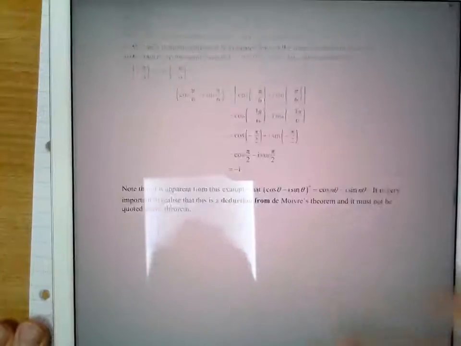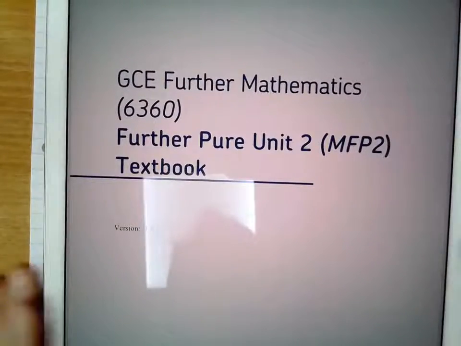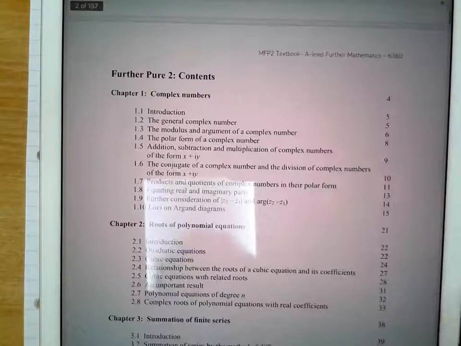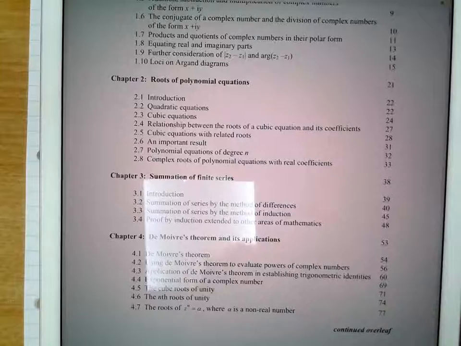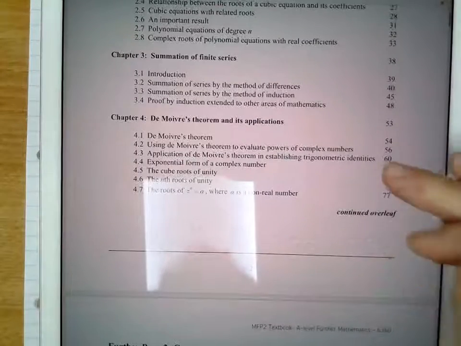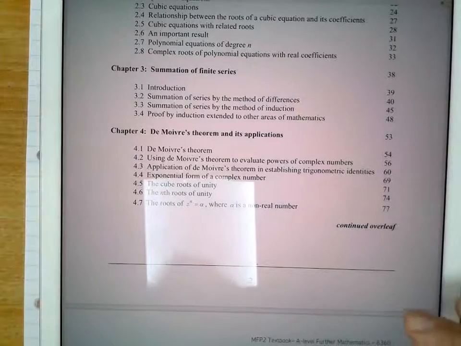Basically, what I'm going to do, I'll tell you now. This is another textbook from AQA, the FP2 textbook, and sorry about the shiny light. The FP2 textbook has topics in it on complex numbers. Some of the topics from the last course are in it as well, like finite series. But De Moivre's theorem, there's a whole section on it. We're going to be looking through that section. I've just done the proof, which actually comes from a different section.